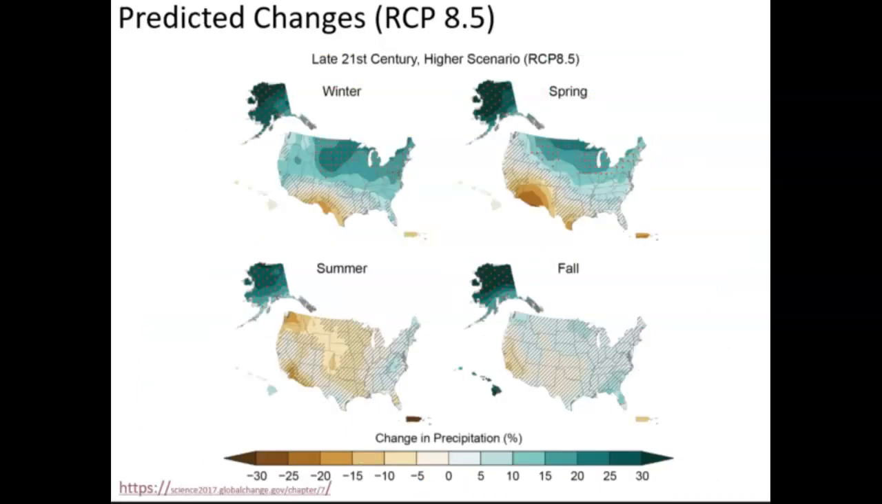Okay, so far we've looked at how climate change has already altered rainfall in the Southeast. These maps show the predictions for changes in rainfall in the U.S. near the end of this century. These are from the RCP 8.5 business as usual model for greenhouse gas emission scenarios.